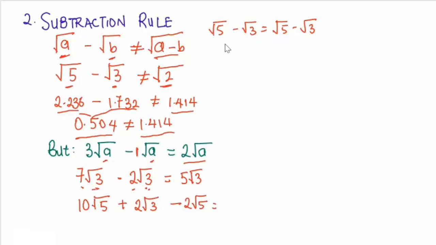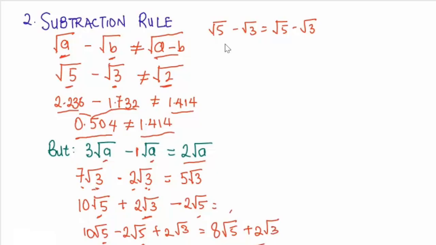Now, taking a look at the other example, we have 10 root 5 plus 2 root 3 minus 2 root 5. So again, this root 5 and this root 5, they are similar, but this is totally different, root 3. So I can just rearrange it. So I have 10 root 5 minus 2 root 5 plus 2 root 3. Now root 5 and root 5 are similar, so I can now subtract these two. 10 minus 2 will give us 8. So that will be 8 root 5 plus 2 root 3. At this point, this will be our final answer because we cannot proceed. This is root 5 and this is root 3.